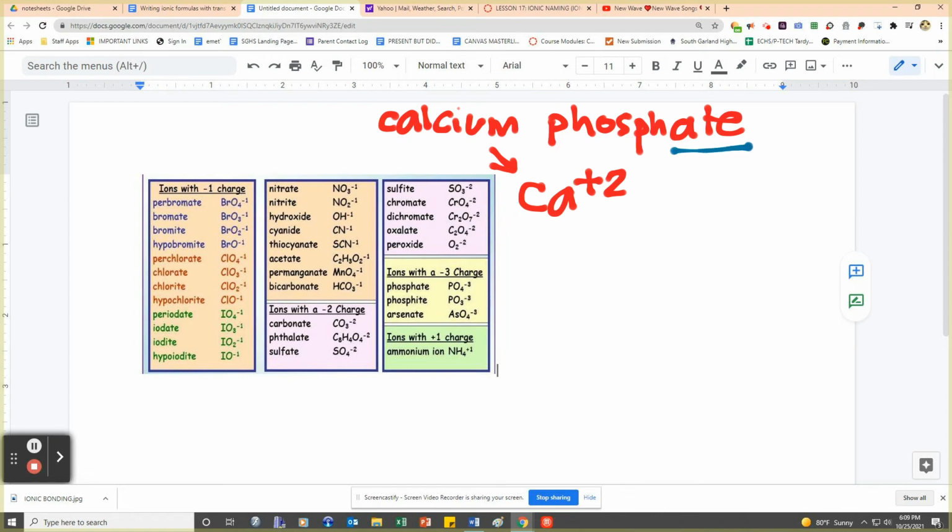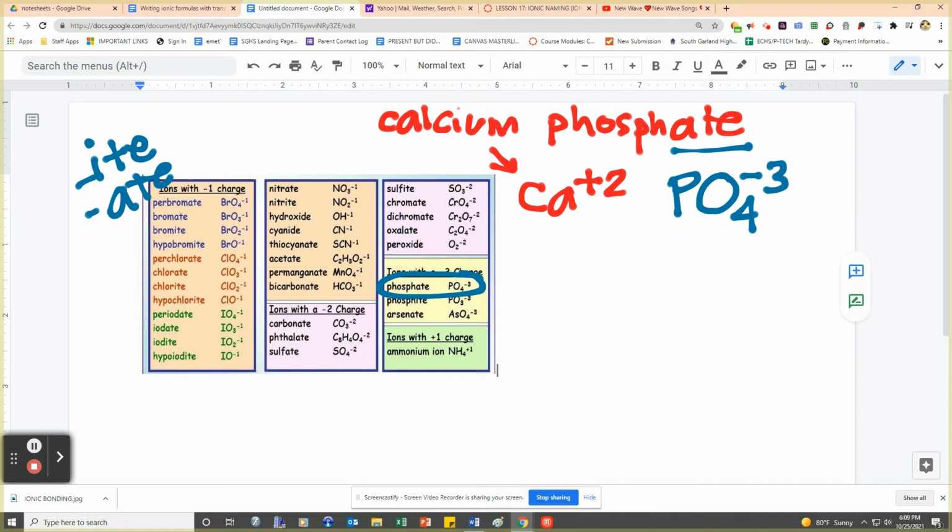Where am I going to look? In the periodic table or on the list? Think about it. Since it ends in ATE, I'm going to look in this list. Again, you look in this list if it ends in ITE or ATE. So where is phosphate? Phosphate is right there. Let's write it down. So it's capital P for phosphorus, O, 4, minus 3.